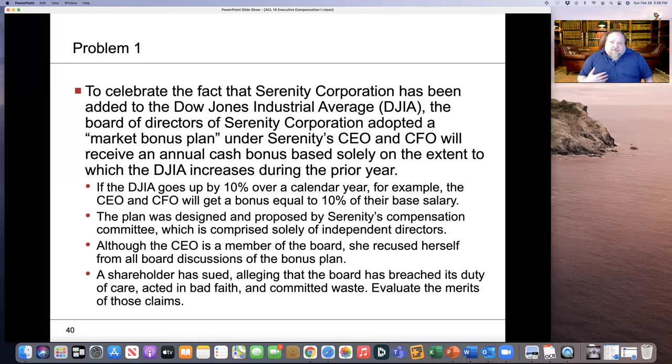The company's board of directors, the American Law Institute tells us, could not rationally believe that the plan would function as an effective incentive for the CEO and CFO to produce benefits for Serenity. It's completely unlinked to Serenity's stock performance, except to the extent that Serenity's stock performance contributes to the Dow Jones average. But you can easily imagine a scenario in which Serenity has an awful year, but the rest of the Dow Jones does quite well. And so again, the lack of any connection between Serenity's performance and the way this compensation has been structured would permit a successful shareholder claim here for waste and probably bad faith.